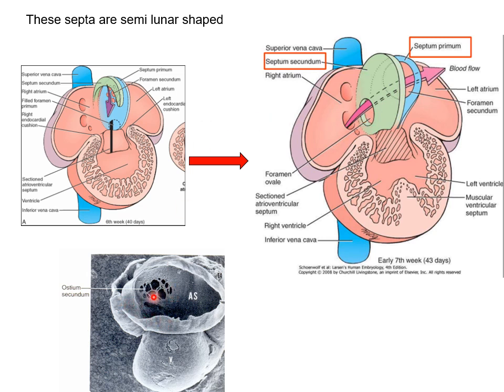Okay, and this is the actual embryo showing the breaking down of the septum primum higher up to form the foramen secundum. Okay, so actually these septa are semi-lunar shaped.